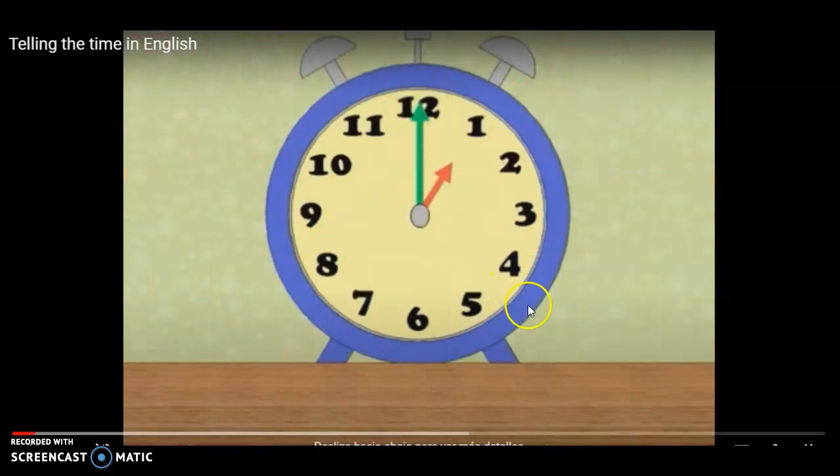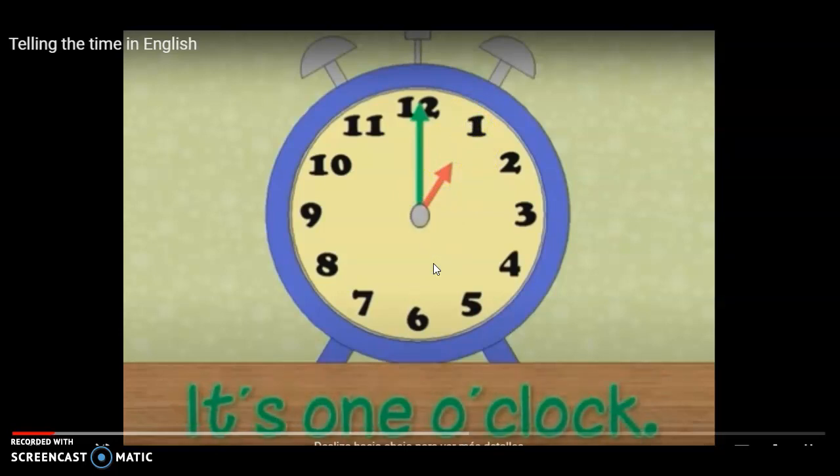Let's see, here we have a clock, a watch or clock, and what time is it here? ¿Qué hora será acá? Do you have an idea? We have this long arrow here, which is pointing to number 12, and we have the short one pointing to number 1. La más larguita está apuntando el número 12 y la más cortita el número 1. So what time is it? It's 1 o'clock. O'clock, en punto.